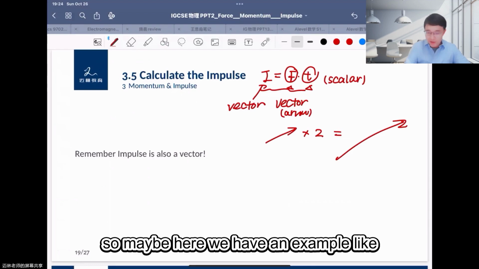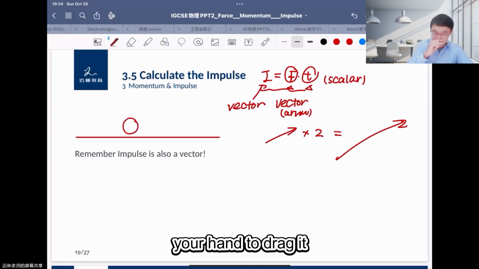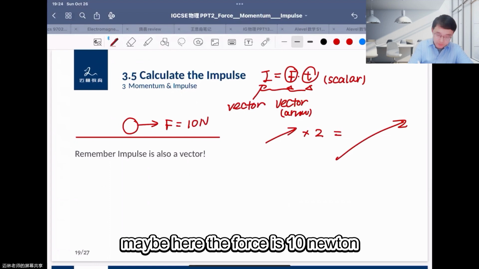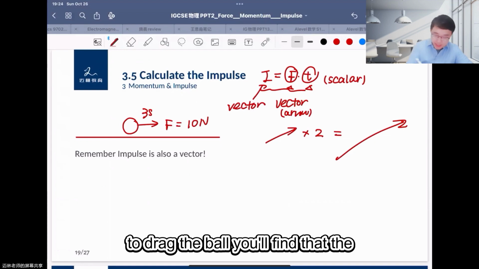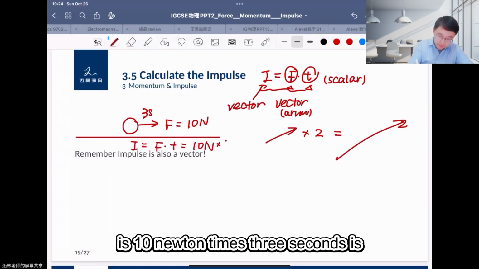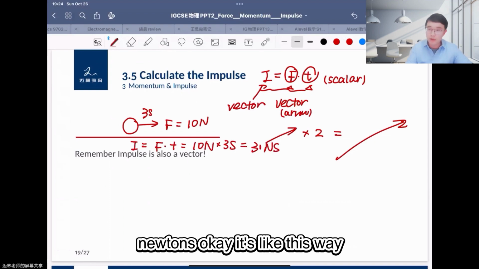Okay, so maybe here we have an example like we put a football on the ground and we use your hand to drag it. Maybe here the force is 10 Newton. And if you take 3 seconds to drag the ball, you'll find that the impulse here is force times time taken. It is 10 Newton times 3 seconds, which is 30 Newton seconds. Okay, it's like this way.